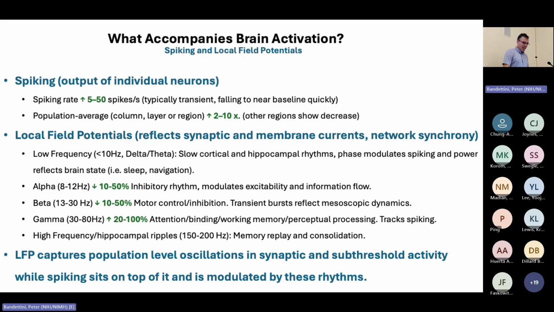Okay, and so bottom line, if you want to remember something from this, is that the local field potentials capture population level oscillations in synaptic and subthreshold activity, while spiking kind of sits on top of that and is modulated by these rhythms.